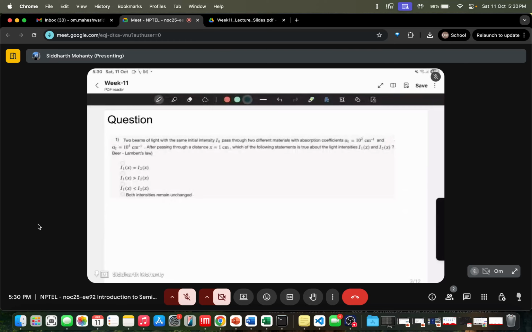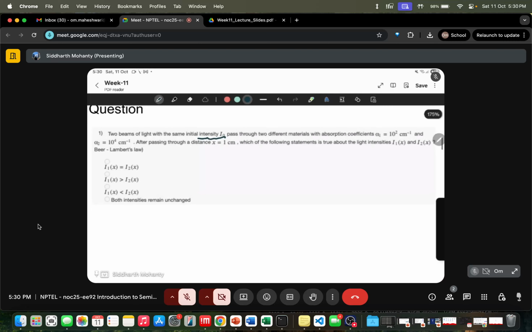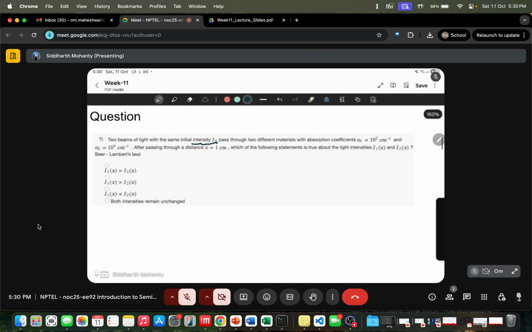Okay, so the question asks: two beams of light with the same initial intensity I naught pass through two different materials with absorption coefficient alpha 1 equal to 10 to the power 2 per centimeter and alpha 2 equal to 10 to the power 4 per centimeter. After passing through a distance of 1 centimeter, which of the following statements is true about the light intensities I1(x) and I2(x)? So we have to choose the correct one.